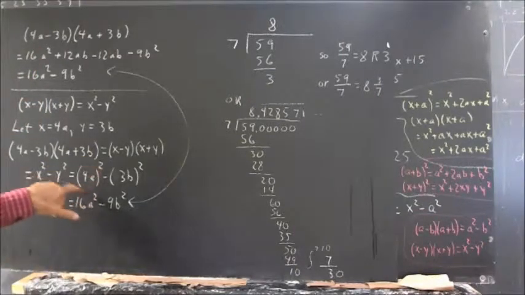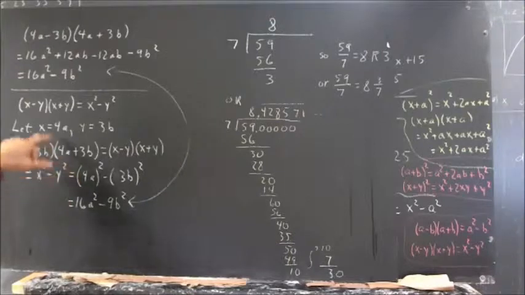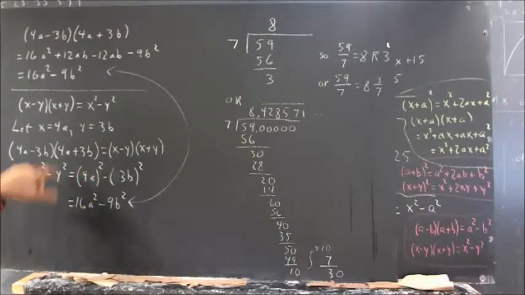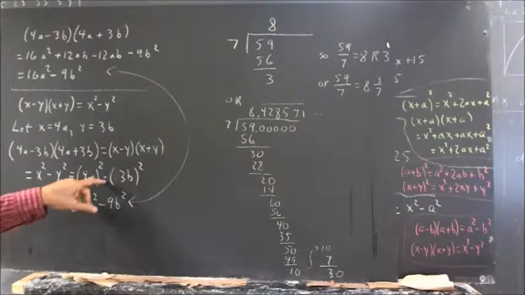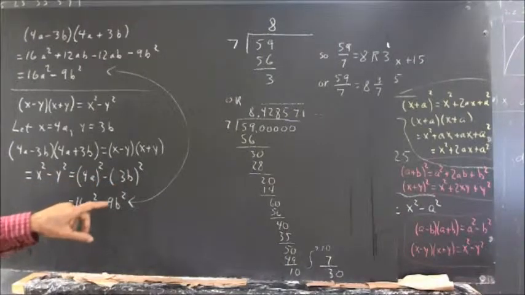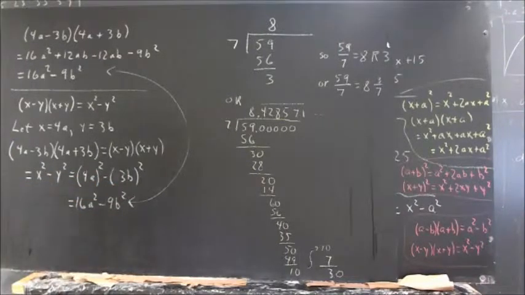And we can substitute then 4a for x, and we get 4a squared. And for this y, we substitute 3b, getting us 3b quantity squared with a minus sign here. Squaring both these terms, we end up with 16a squared minus 9b squared.